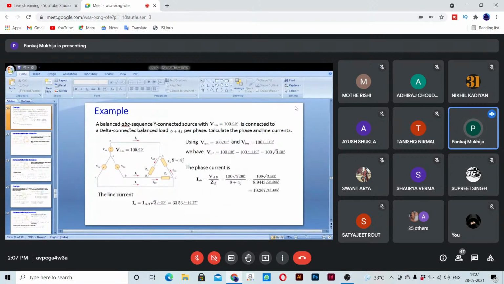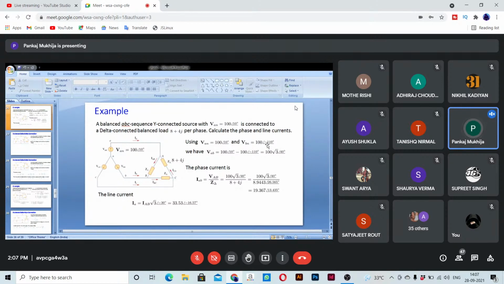So now let's see that we have an ABC sequence. You are given a balanced ABC sequence, Y connected source with this VN, connected to a delta connected load with this impedance per phase. Calculate the phase and line currents. We have already seen the approach. So we have VAN equal to this, VN is given to us, and VBN will be this.